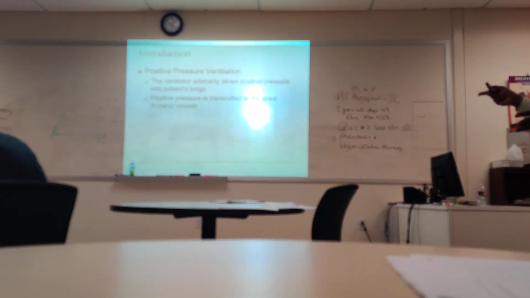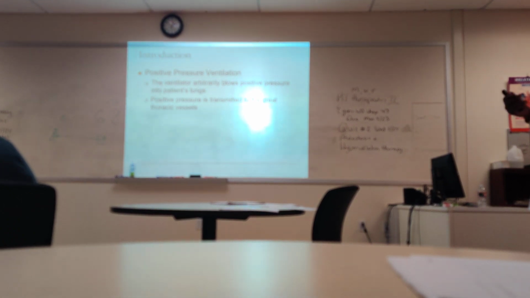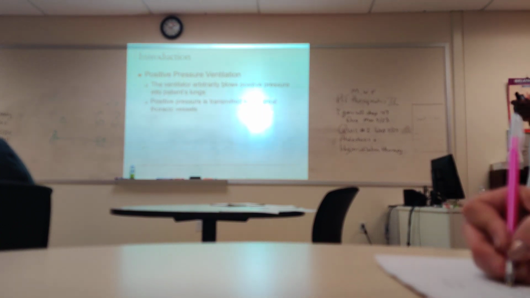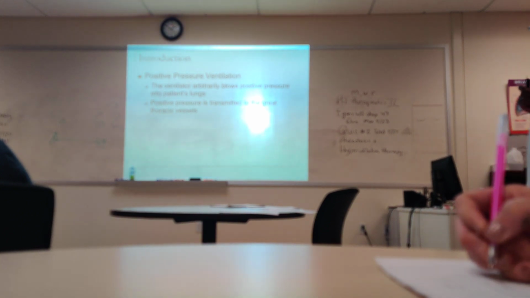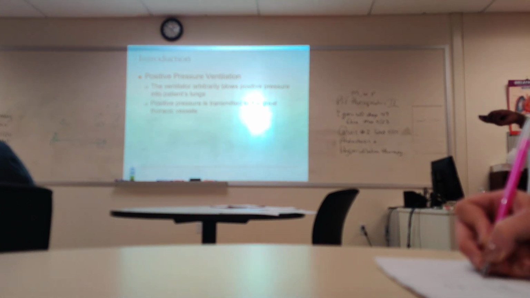But now with positive pressure, you are putting positive pressure inside the chest, okay? Therefore, that positive pressure is transmitted to the great veins, which then increases your CVP. And then it causes a decrease in venous return, a decrease in cardiac output, a decrease in blood pressure, and a decrease in perfusion, okay?